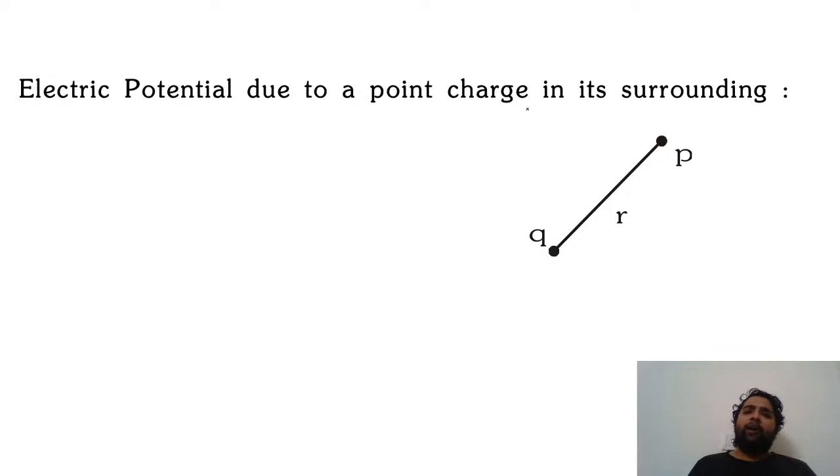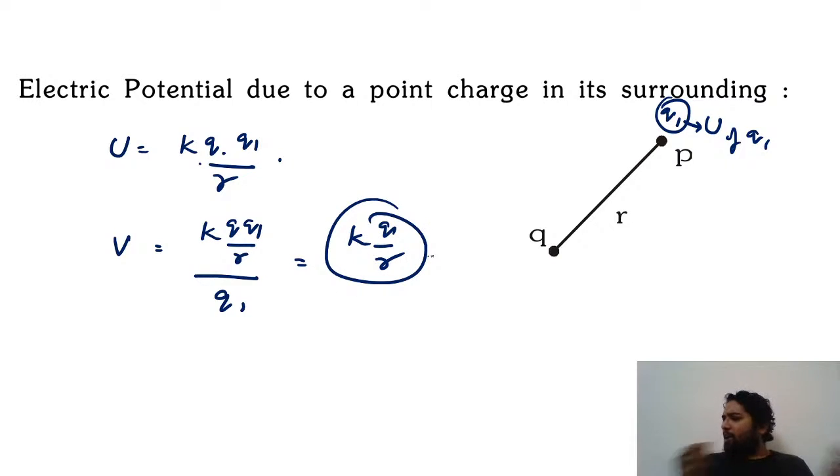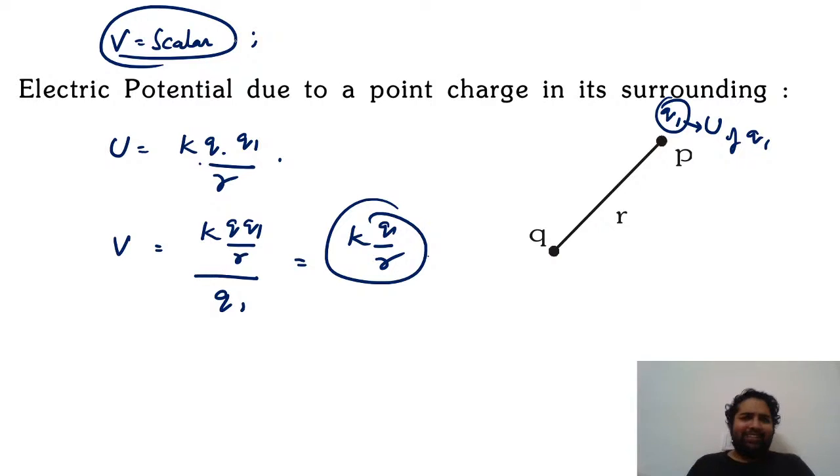Now, electric potential due to a point charge in its surroundings. What will this be? Here we will take a charge Q1. We will find the potential energy of the charge Q1 due to the charge Q. The electric potential energy, we know, is just KQ Q1 by R. So what will the potential be? It will be KQ Q1 by R divided by the test charge value, which is Q1. So directly we get KQ by R. Got it, guys? Simple. Potential is a scalar, because it's potential energy by charge; potential energy is scalar, charge is scalar, so V is also scalar. So simply you can write the value due to a point charge as KQ by R. Simple explanation.